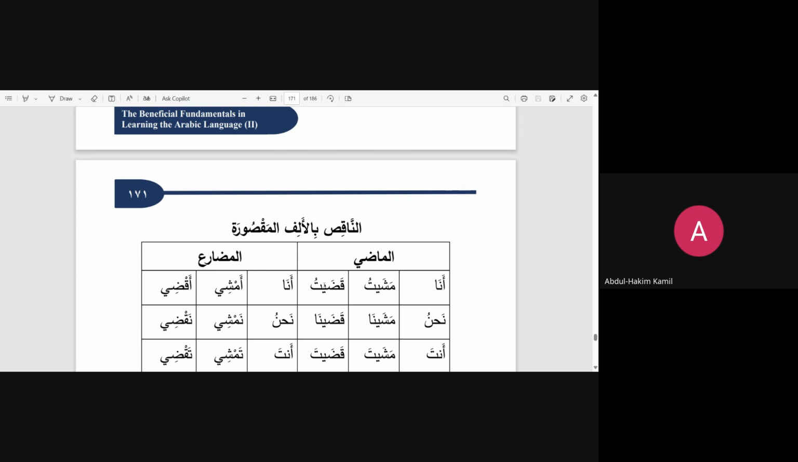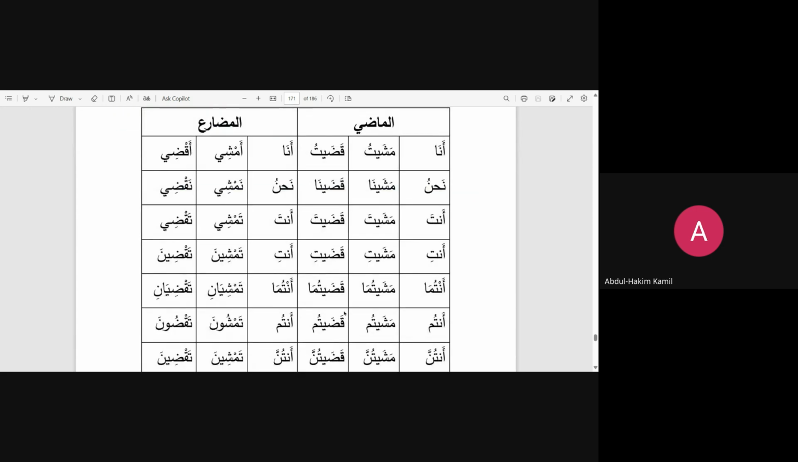Let's look at the mudari. Ana emshi. Nahnu? Anta? Anti? Antuma? All of them with a ya. Antum? Oh, we need a waw of jama'ah. Why is there a dhamma? Ana emshi. Nahnu nemshi. Anta temshi. Anti temshina. Antuma temshiyani. All have a kasra. Where does the dhamma come from? The waw of jama'ah came in, and the kasra and the waw don't get along. Temshuna.